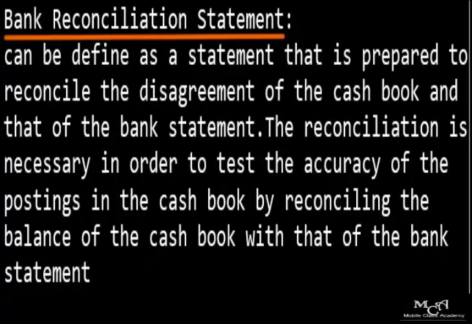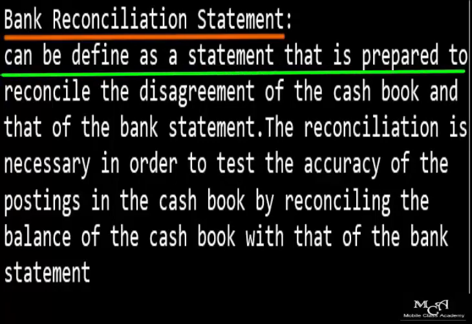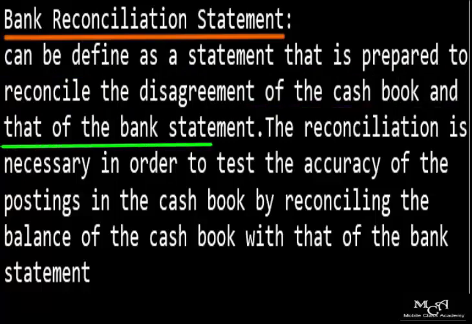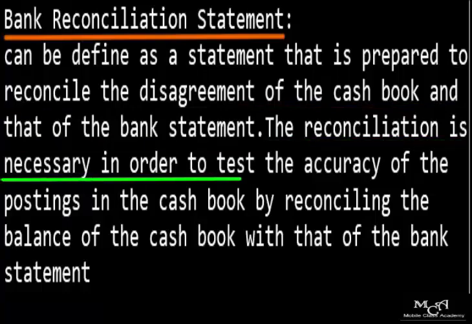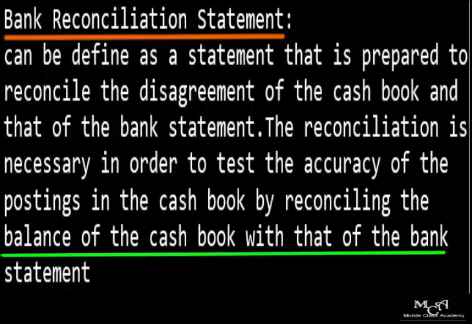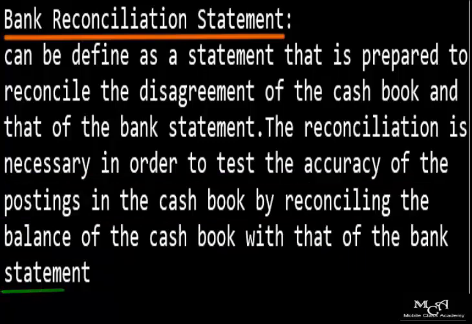Bank reconciliation statement can be defined as a statement that is prepared to reconcile the disagreements of the cash book and that of the bank statement. The reconciliation is necessary in order to test the accuracy of the postings in the cash book by reconciling the balance of the cash book with that of the bank statement.